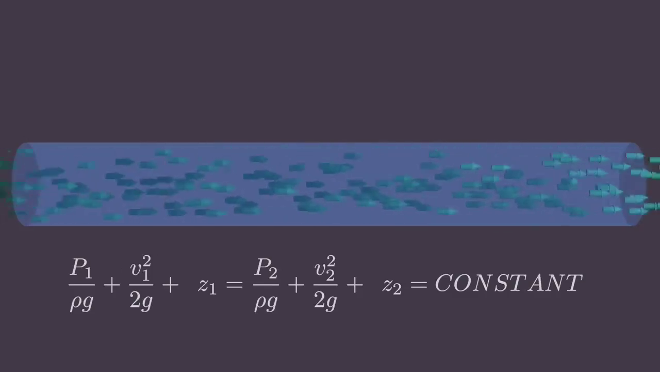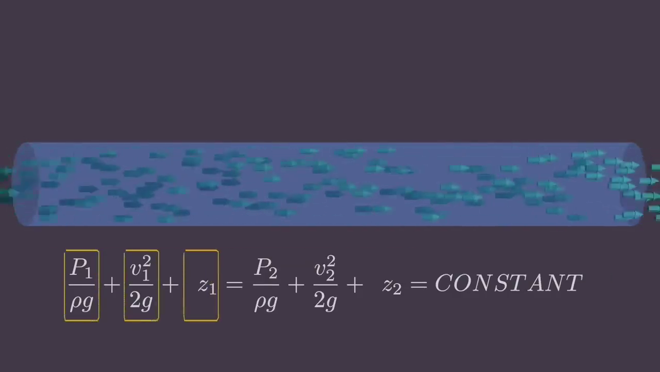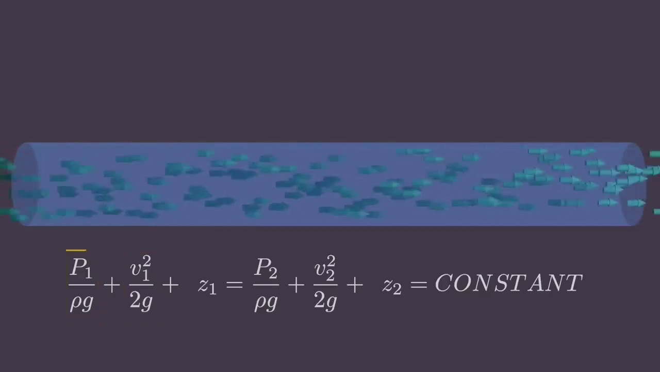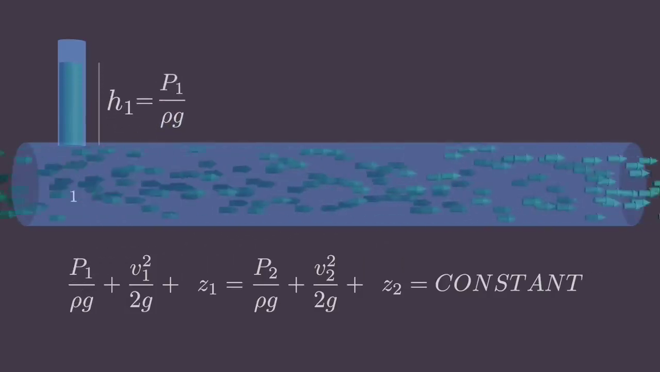I am expressing them in terms of heights. Each term of this equation has the dimension of length, and represents some kind of head of a flowing fluid. First one is the pressure head. It represents the height of a fluid column that produces the static pressure, P.